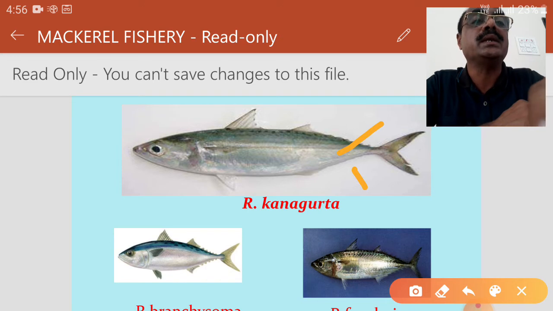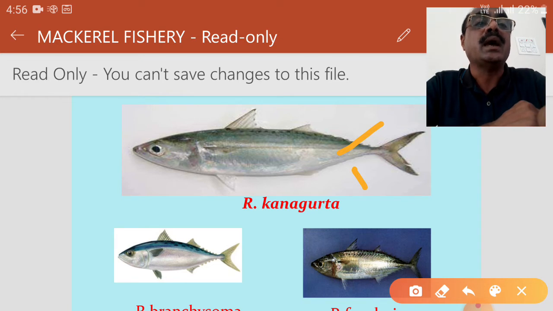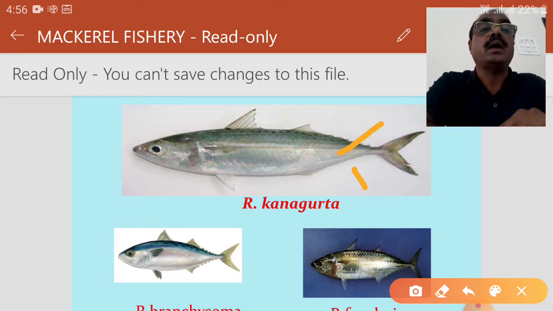The 5 to 6 finlets are present on the dorsal and the ventral sides, in between the second dorsal fin and the caudal fin, and in between the anal fin and the caudal fin. These 5 to 6 finlets are present, and this is a character of the family Scombridae.